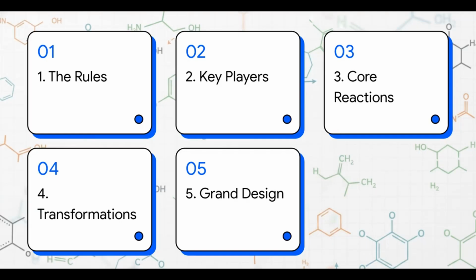All right, so here's our game plan. We'll start with the fundamental rules. Then we'll meet the key players that show up when bonds break. After that, we'll walk through the main types of reactions: adding things, removing them, swapping them out, and then get into some major transformations. Finally, we'll put it all together. So let's kick things off with the rules.